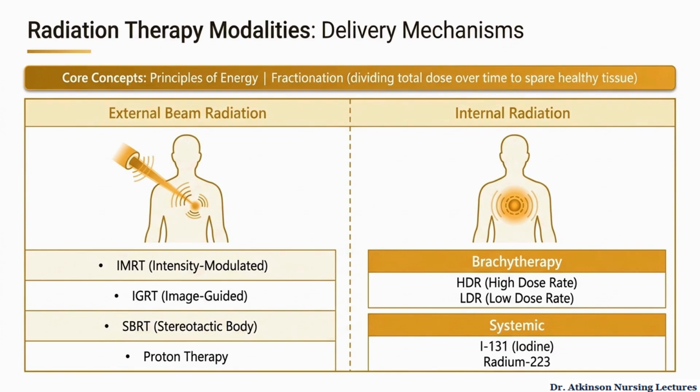Fractionation delivers radiation in smaller doses over time, allowing healthy cells to recover more effectively than cancer cells. External beam therapies include IMRT, IGRT, SBRT, and proton therapy, which improve targeting and reduce damage to surrounding tissue. Internal radiation includes brachytherapy, delivered as high-dose rate or low-dose rate therapy, while systemic radiation therapies such as I-131 and radium-223 circulate throughout the body and require specific nursing safety precautions.